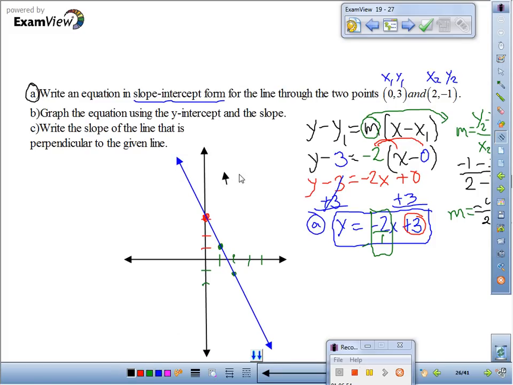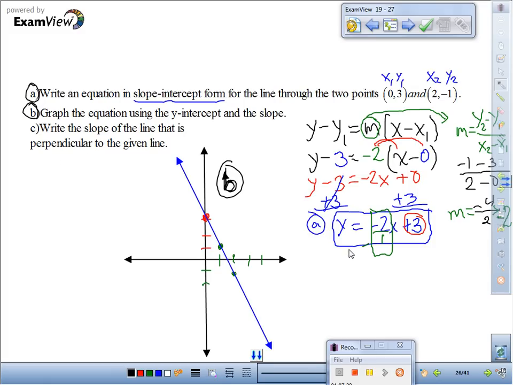This is part B. Okay, so we got A, we got B. Part C says, write the slope of the line that is perpendicular to the given line. What was the slope of this line? Negative 2 over 1.